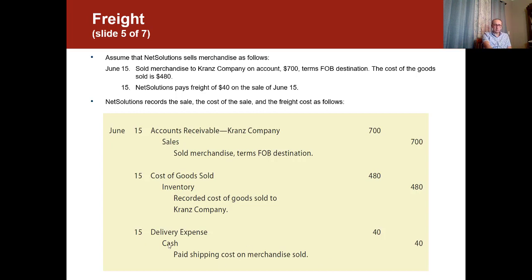Then the third journal entry here is to record the delivery expenses. And delivery expenses, it's an expense. Expenses like to be on the debit side, and we record it for $40. And then we credit cash, which is the amount that we paid for the freight. Keep in mind that we are the ones who paid the expenses, or in other words, the sellers are the ones who paid for the delivery expenses. When the seller is paying for the delivery expenses, that's not part of the sales or anything like that. That's a separate transaction, and this is why we recorded it as a delivery expense.